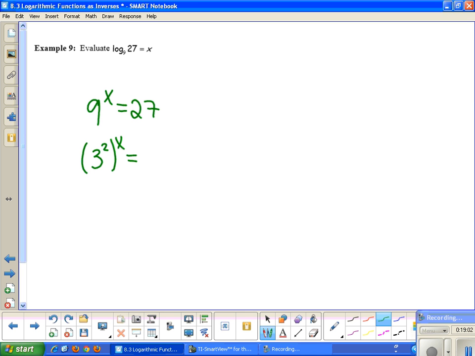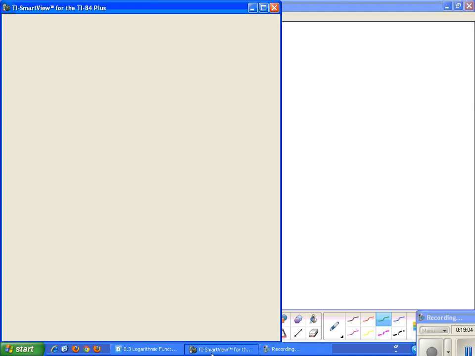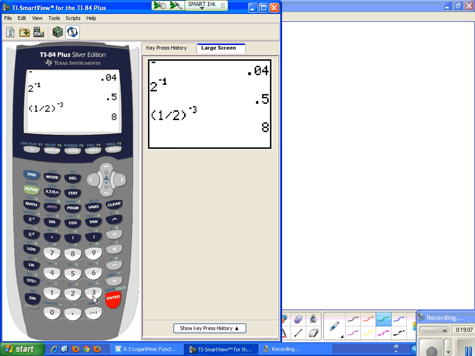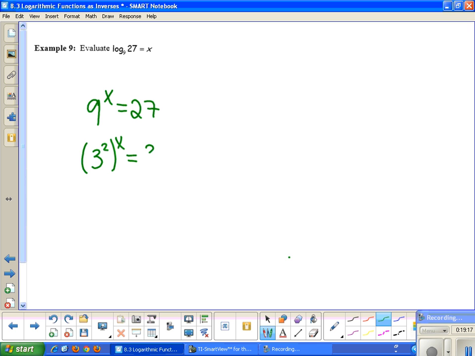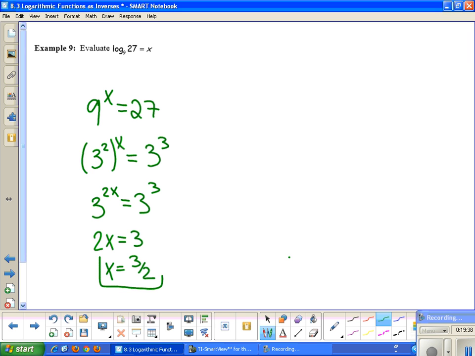So now I need to figure out, well, 3 to what power gives me 27? In this case, 3 to the 1st power is 3, 3 to the 2nd power is going to be 9, and 3 to the 3rd power, you should know by now, is equal to 27. So that's what I'm going to use. So 3 to the 3rd power. Now that I have the same base, I can rewrite this as 3 to the 2x power equals 3 to the 3rd. Since the bases are the same, I can go ahead and just set the exponents equal to each other. So 2x is equal to 3, so solve for x, and you get x is equal to 3/2.